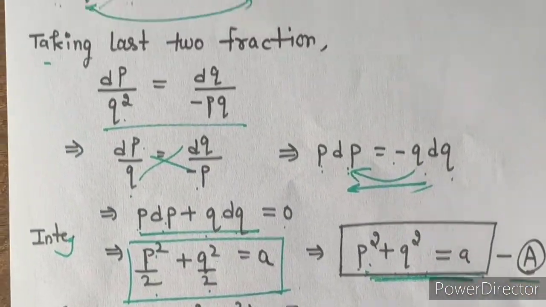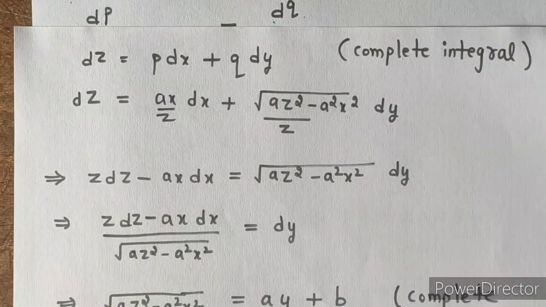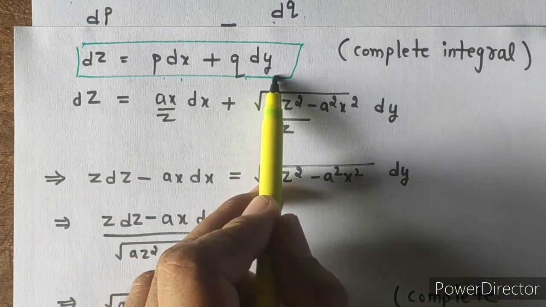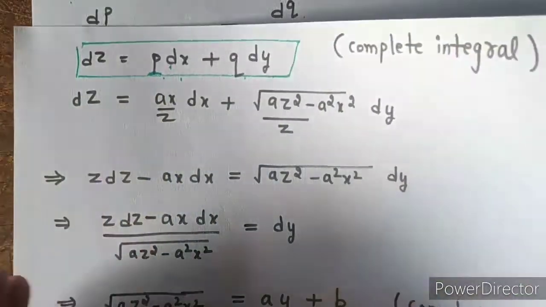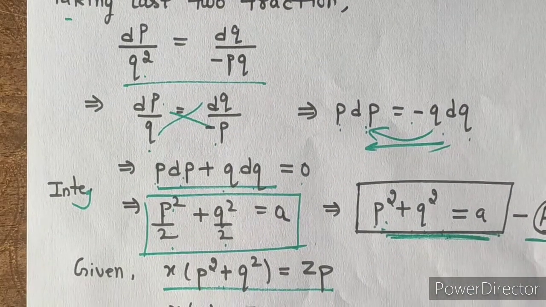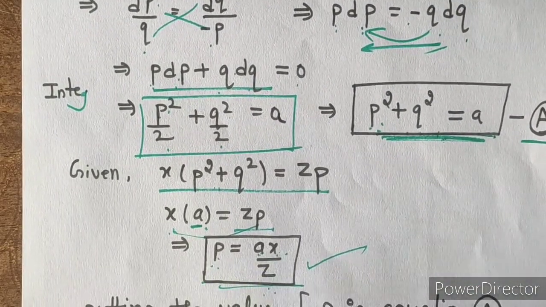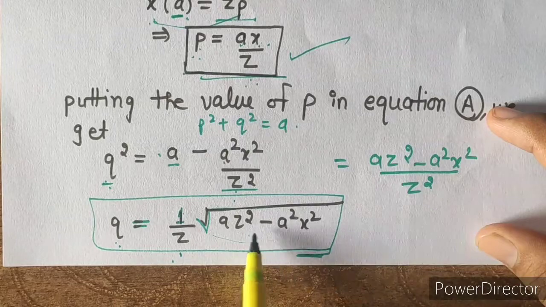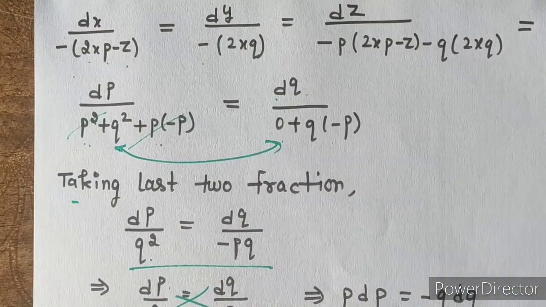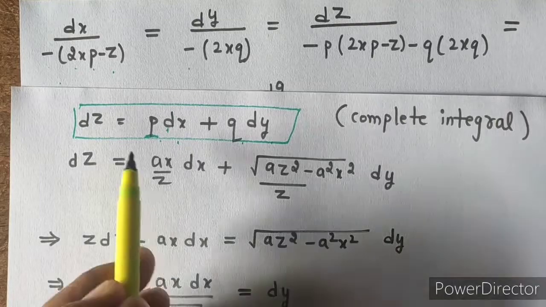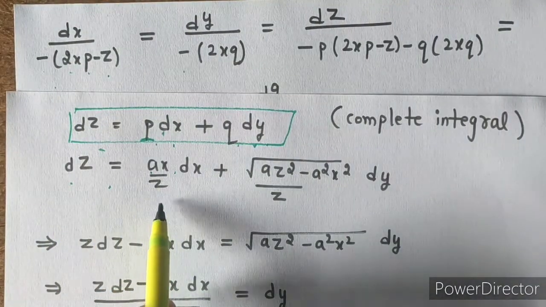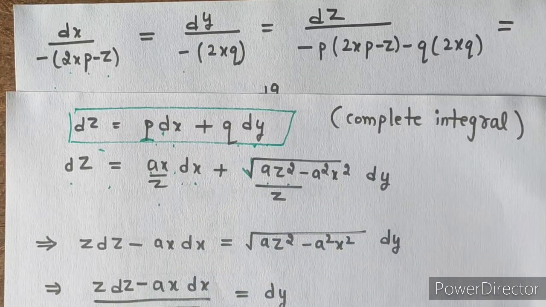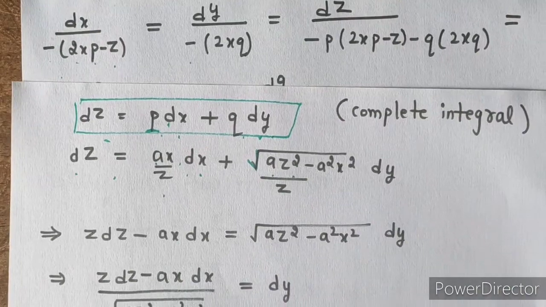Then the complete integral is written in this form: dz = p dx + q dy, and the value of p was calculated here. p is equal to ax divided by z, and the value of q is equal to 1 by z into the square root of az² − a²x². Putting the values of p and q in this equation, dz is equal to ax by z into dx plus square root of az² − a²x² divided by z into dy.